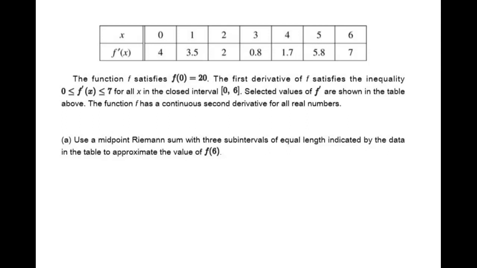So we have a table. We know that f of 0 equals 20. And we're looking at the closed interval 0 to 6. We're looking to find the approximate value of f of 6.